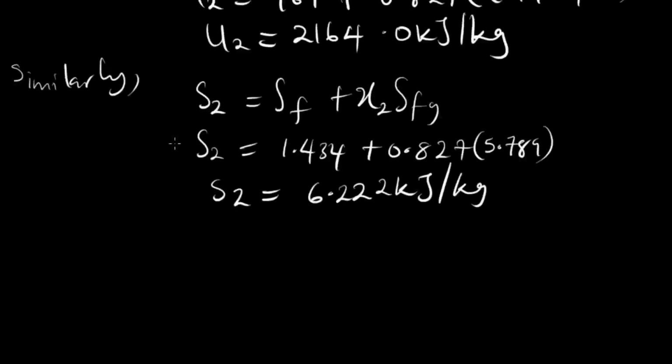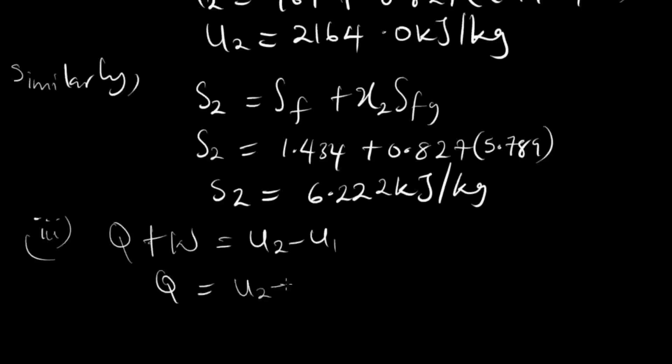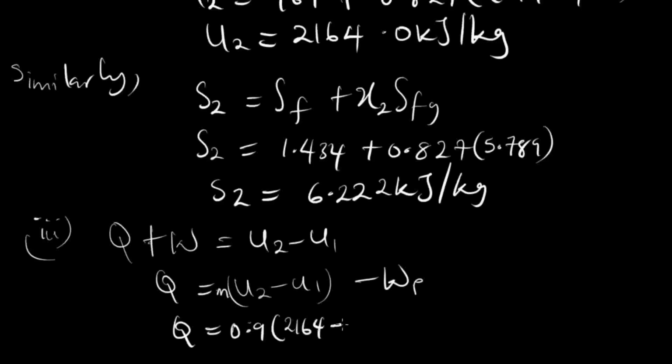Okay, I think we can find the heat now. The heat transfer, which is the third question. Remember that heat plus work is U2 minus U1. So heat will be U2 minus U1 minus polytropic work. Remember we have a unit mass, so M. What was the M given? 0.9 times the change in U, that's 2164 minus what was the U1? U1 was 2697, minus polytropic work, this is minus 302.94.